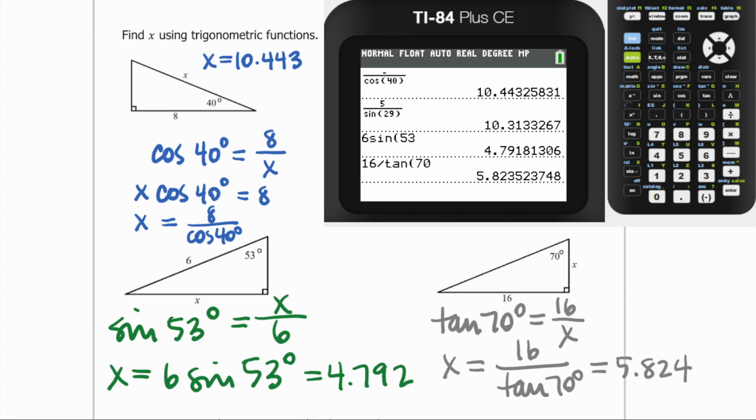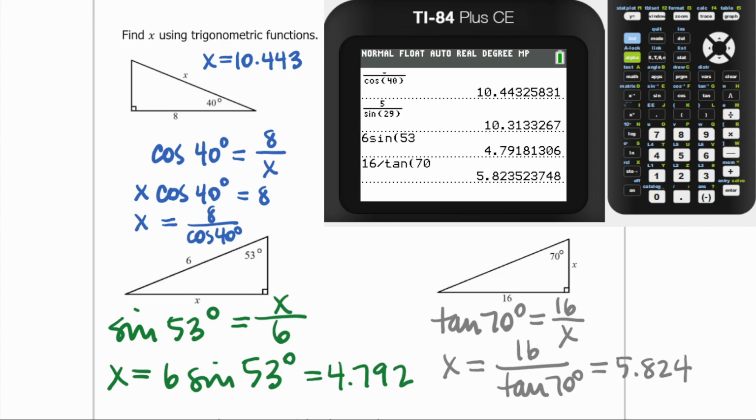This one gave me an angle and the two legs, so I know I'm going to have to use tangent. Tangent's opposite over adjacent, 16 over x. We saw it happen twice on the upper two examples where x was in the denominator, we ended up multiplying it across, dividing the trig ratio. So x is going to be equal to 16 divided by tangent of 70 degrees, and that's going to be 5.824.